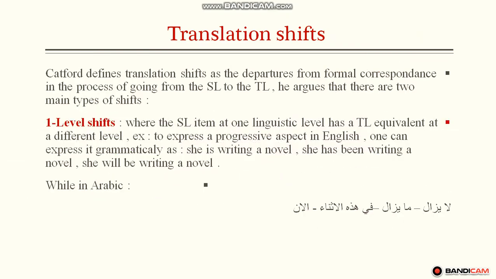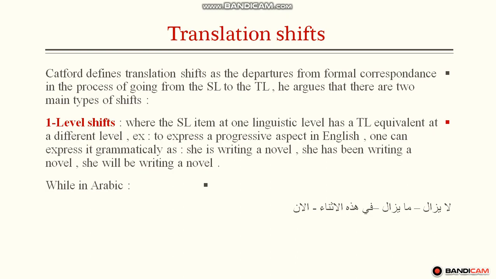Okay, Catford has the group of shifts, who he defines as the departures from formal correspondence in the process of going from the source language to the target language. He argues that there are two main types of shifts. The first one is level shifts, and the second one is category shifts. Let's deal with the first one first. Level shifts are where the source language item at one linguistic level has a target language equivalent at a different level.